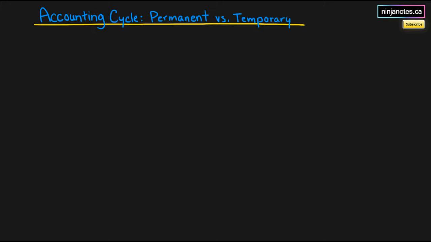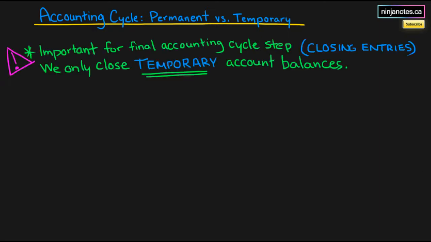Before we can perform closing entries and actually close the books of our company, we have to learn one quick difference, and that is the difference between permanent and temporary accounts. On the left side I have this huge asterisk which states that it is very important for our final accounting cycle step, closing entries in our next video, that we only close temporary account balances. And I really want you to focus on that word temporary, because we're only closing temporary accounts.